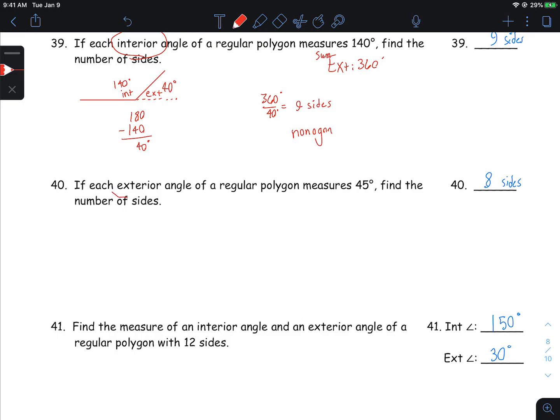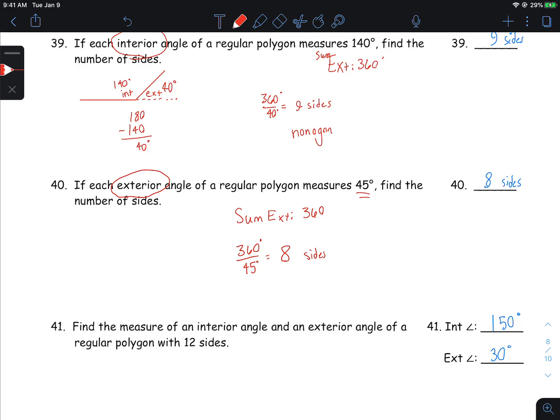Okay, this one's actually pretty similar. If an exterior angle is 45, find the number of sides. This one's actually a little bit shorter than the last one. Remember, the sum of exterior angles is 360, so just do 360 divided by the 45 degrees, and that comes out to 8. There's your work there. So 360 divided by 45 really helps you out.